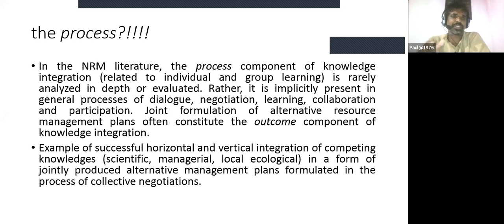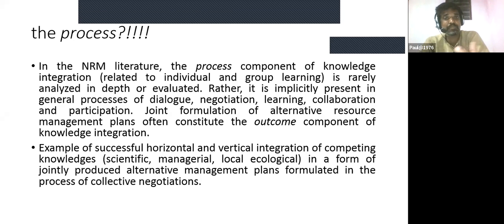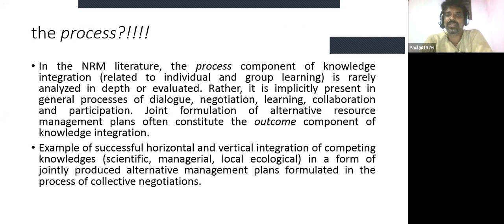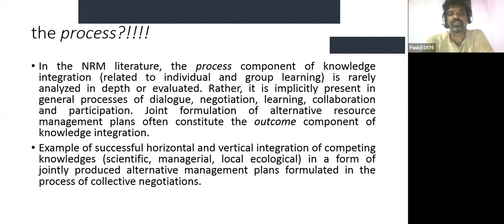Now, how does this process take place in natural resource management? The process component of knowledge integration related to individual and group learning is not much analyzed in the NRM domain. Rather, it is implicitly present in the general process of dialogue, negotiation, learning, collaboration, and participation. Joint formulation of alternative resource management plans often constitutes the outcome component of knowledge integration in NRM.